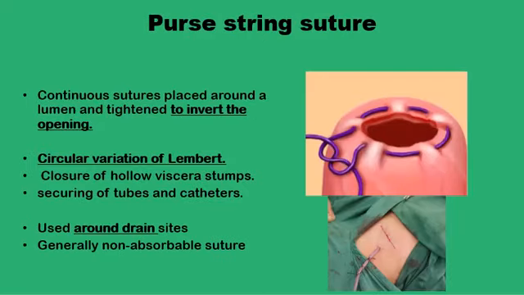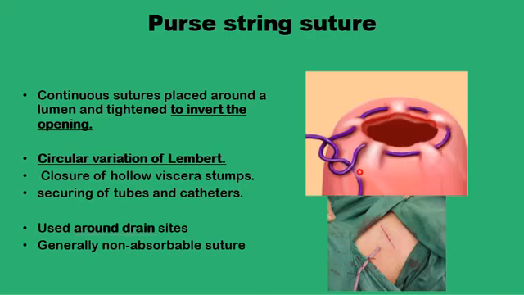Another inverting continuous suture is the purse string suture, a circular suture line formed by successive bites parallel to a circular wound edge, like the stump of a hollow viscus.